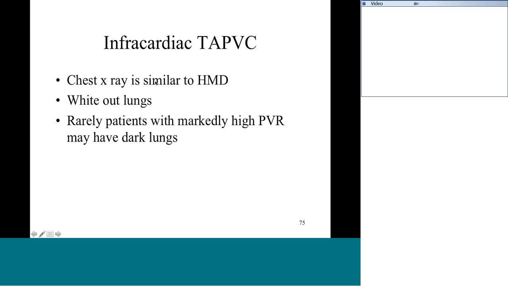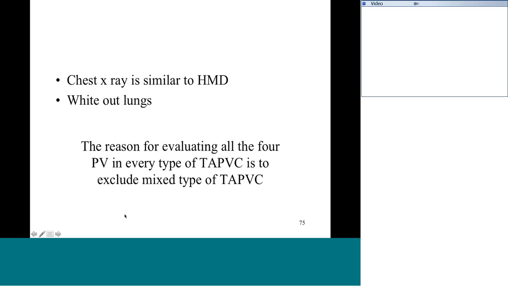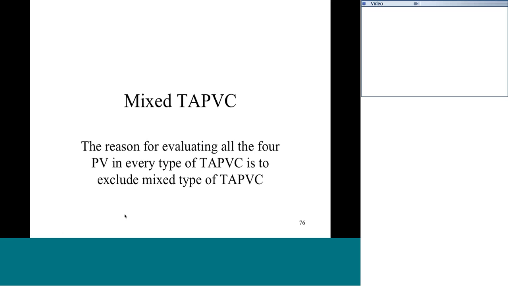In infracardiac TAPVC, the chest X-ray will be similar to hyaline membrane disease, with white out lungs, but we have to remember one thing: patients with markedly high pulmonary vascular resistance may have dark lungs also. So we should not always think that it is a white lung. There can be very dark, black-looking lungs also. And so such patients are very sick with very low saturation.